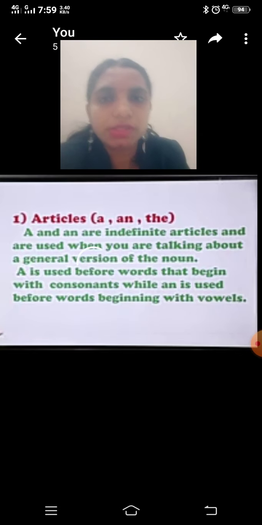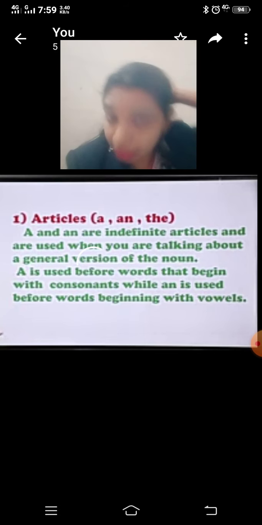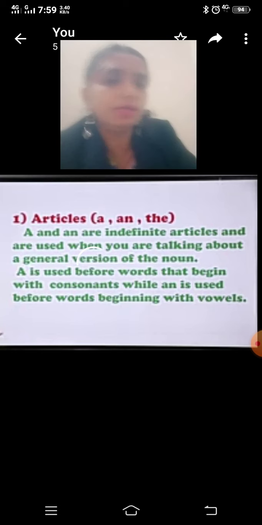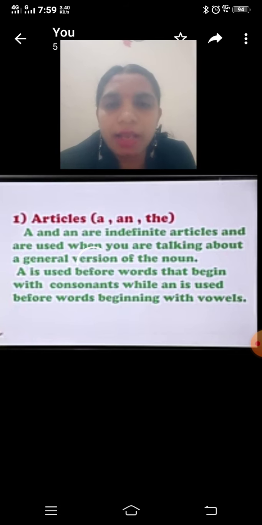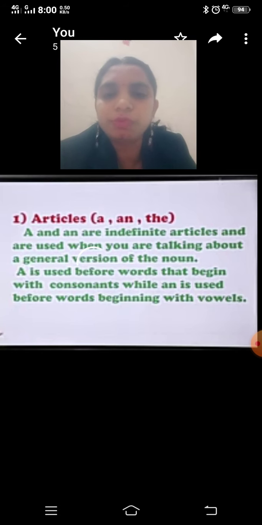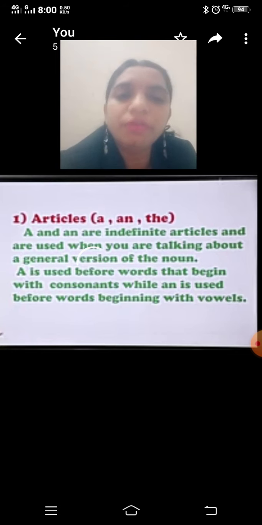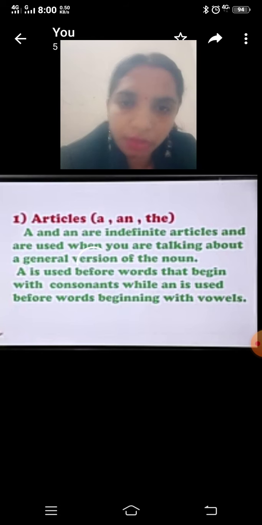Then see the first, the articles. A and an are the indefinite articles, and the other is the definite article. A and an are called the indefinite article, and are used when you are talking about a general version of a noun. A is used before the words that begin with a consonant sound, while an is used before the words that begin with a vowel sound. Think about the pronunciation, the sound of that word, and then choose either a or an.